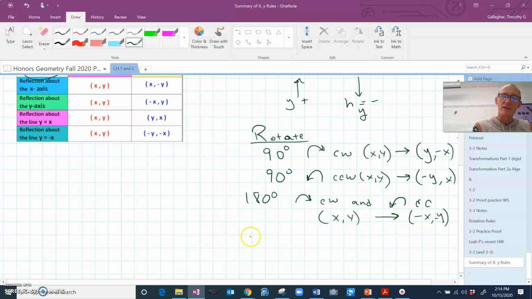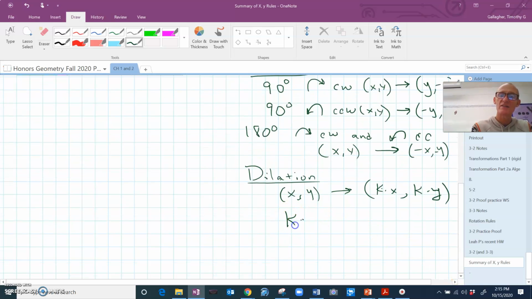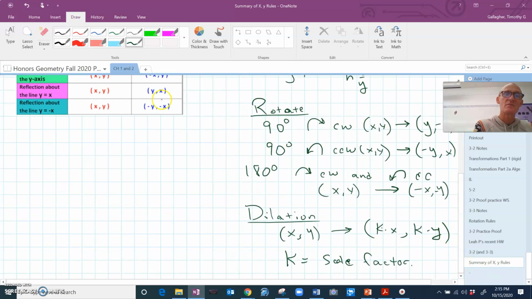Okay? And then dilation, your (x, y) turns into (k times x, k times y), when k is equal to the scale factor. And rotation is up here.